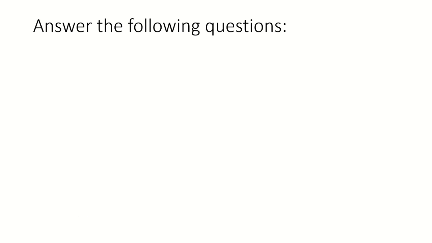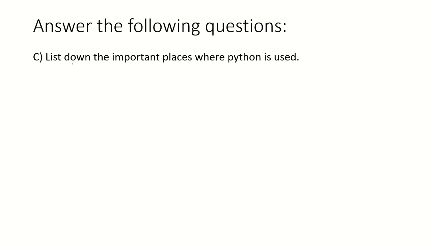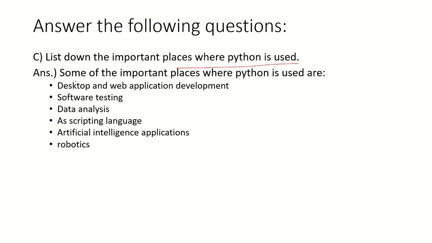Third question is, list down the important places where Python is used nowadays. So what are those important places? As we have discussed in our previous video, desktop and web application development, software testing, data analysis, scripting language, artificial intelligence applications, robotics. So these are the areas where you can use Python programming language.